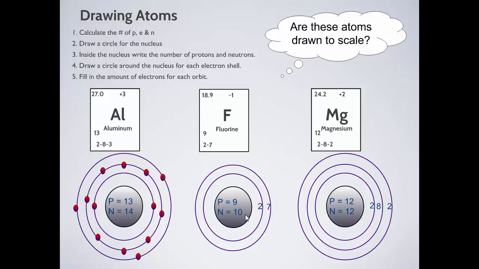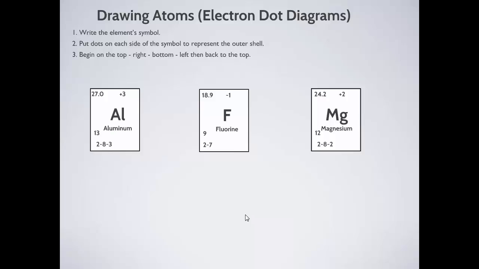So are these drawn to scale? Obviously not. If the nucleus is this large, we'd have to draw these electrons way up in the sky. Okay? That's not the scale of the atom, but that's just one way we can picture it. So the next type of drawing that we do is called the Electron Dot Diagram. It's simpler, and it allows us to visualize and is used in predicting how different elements will bond to each other.